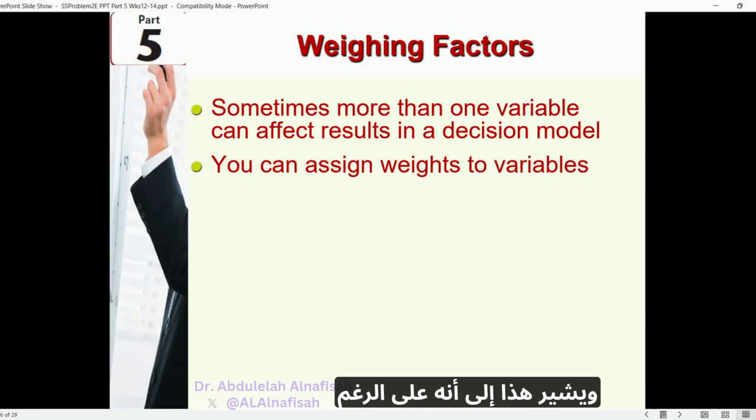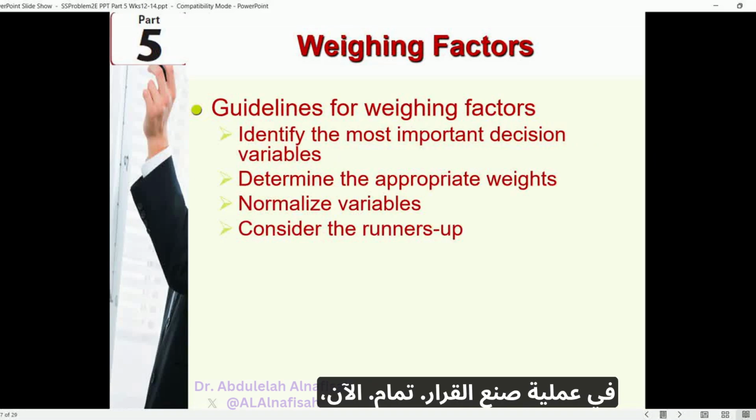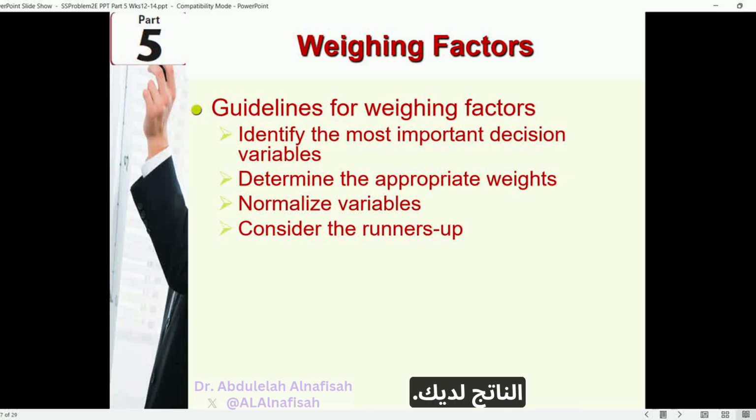This indicates that while meeting facilities are important, they do not carry as much influence as travel time in the decision-making process. Okay, now guidelines for weighing factors. 1. Identify the most important decision variables. The first step in refining your decision-making process is to identify the most important decision variables, those that are likely to have a significant impact on your output variables.